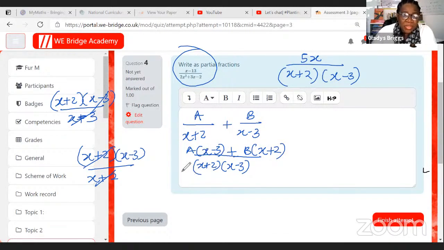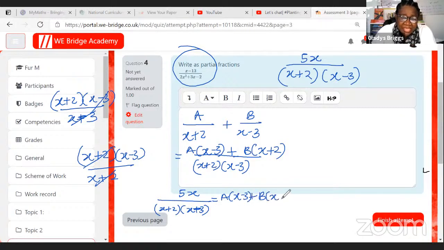So now you're going to equate the first equation, this one that you have, to the second one that you just wrote. So you're going to say 5x over (x plus 2)(x minus 3) is equal to A times x minus 3 plus B times x plus 2, over (x plus 2)(x minus 3). Once the bottom numbers are the same on both sides, then you just equate the top numbers. So let's come to this side of the board and do that.